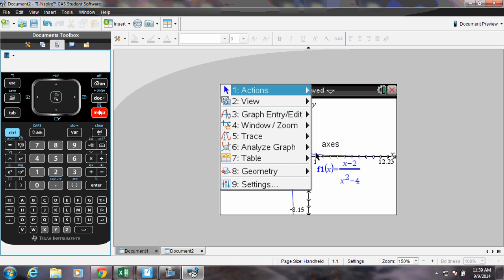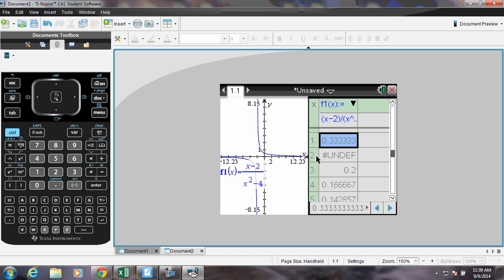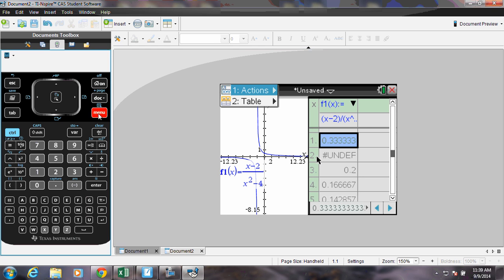If you remember how, bring up the tables. We'll go to Menu, and Table, Split Screen Tables. When you start looking at them, you notice the x values, 1, 2, 3, 4, 5, and it's giving y values. It's a y value of 0.33333, so a third. At x equals 2, the function is undefined. At 3, it's 0.2. So we have numbers 1 and 3 to the left and the right. But we want to start zooming in on them further.